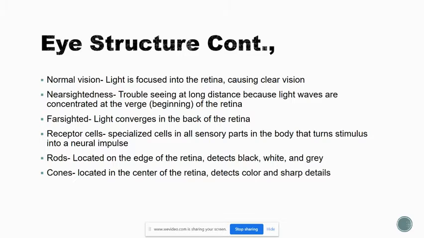So, the cones are in the center of your eye. That's what takes in color. Rods are on the outside. That's what takes in white, black, and gray.